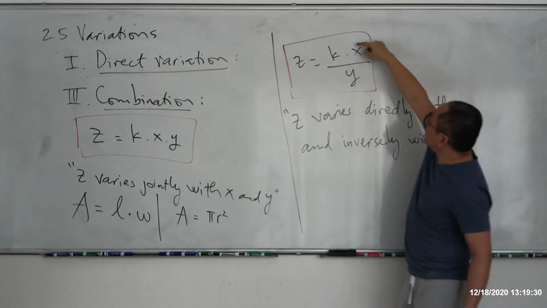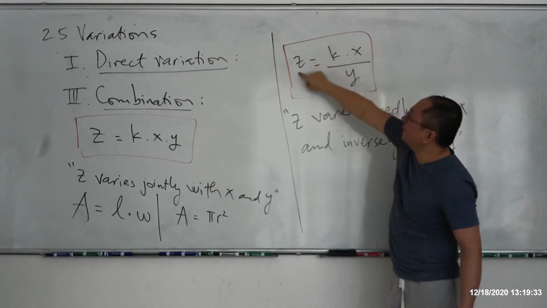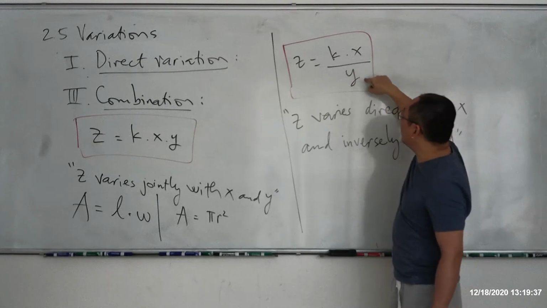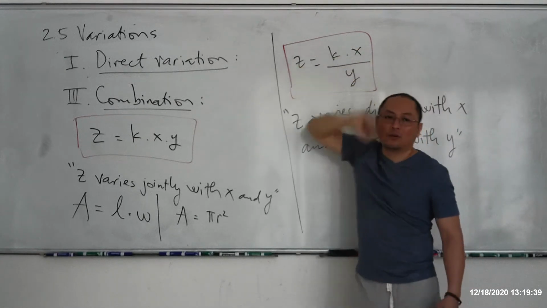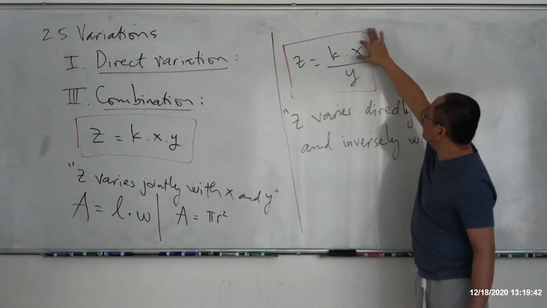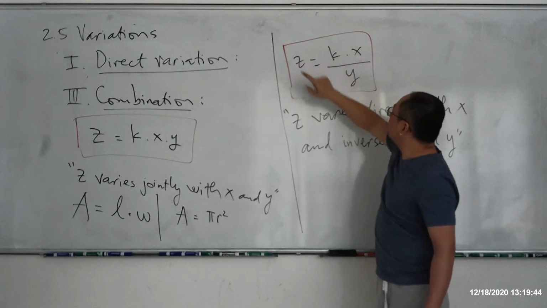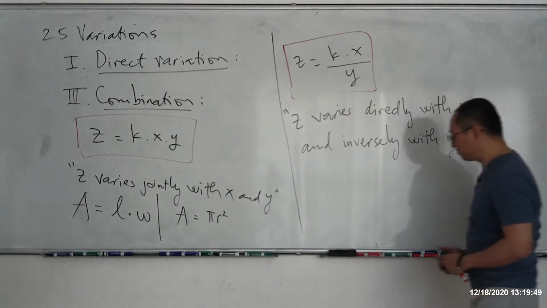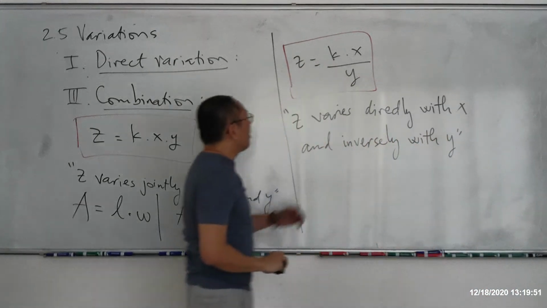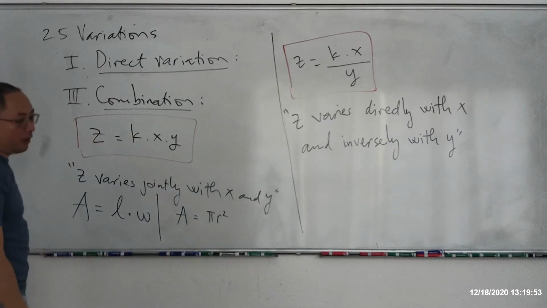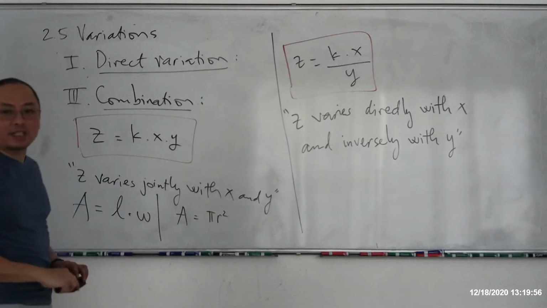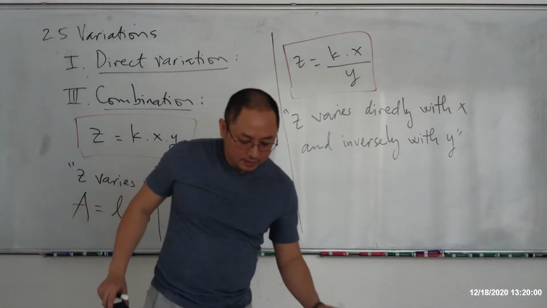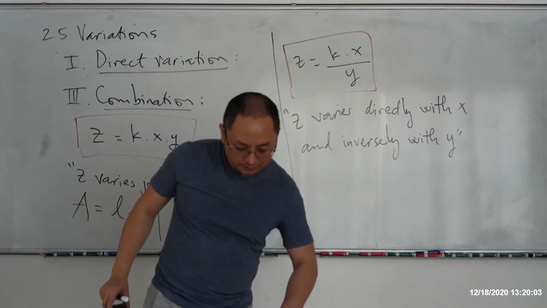It means what? When x getting bigger, the numerator getting bigger, of course z getting bigger. When y getting bigger, y is on the denominator getting bigger, the fraction getting smaller, z getting smaller. X bigger, z bigger, directly. Y bigger, z smaller, inversely. Okay. So those are the formulas you guys are gonna see in 2.5. And of course, the last part is always examples. Right? I'm gonna show you a couple of examples, and you guys can get the hang of it.